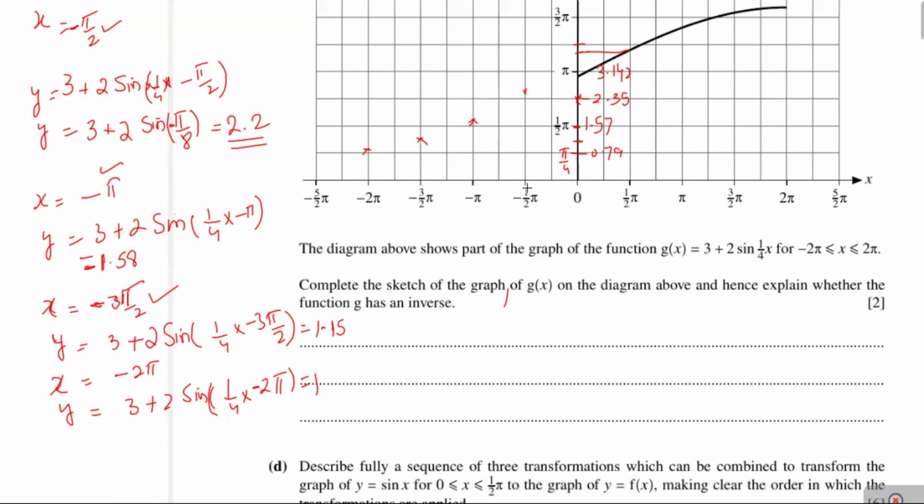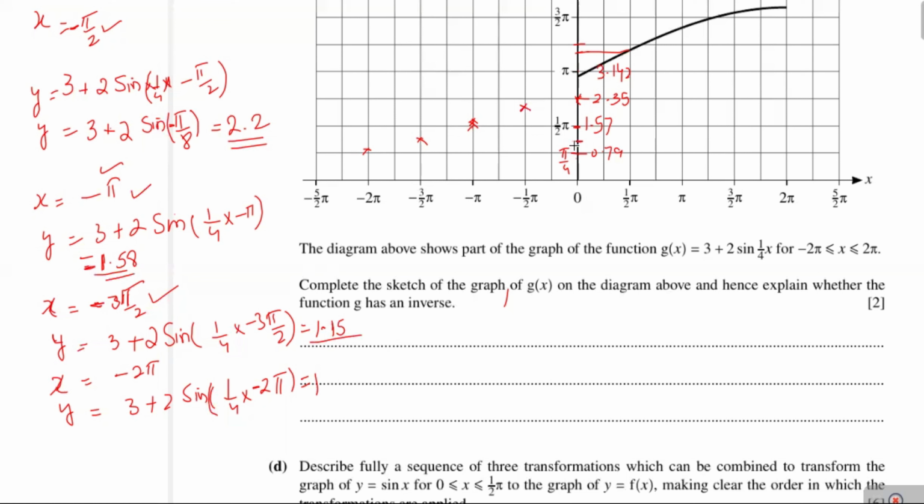Now we mark the value for minus pi over 2. You see here the answer of y is 2.2. Now this is 2.3, therefore just below the 2.3, this point will be here, and this is 2.2. And same here, when x equal to minus pi, you see here the answer is 1.58. This is 1.57, that is just above the 1.57, that is 1.58. And next is minus 3 pi over 2. You see here the value of y is 1.15.